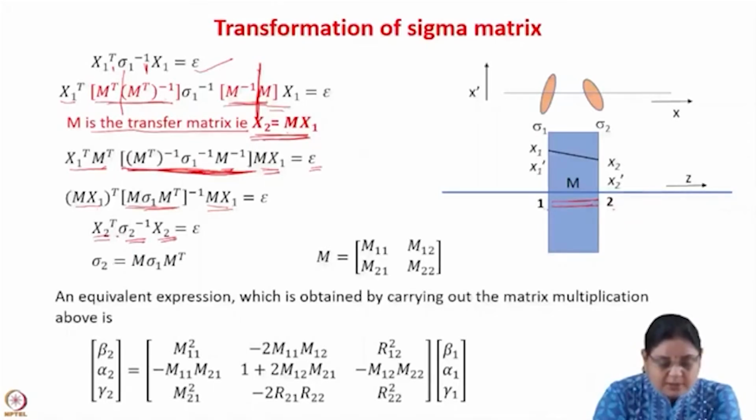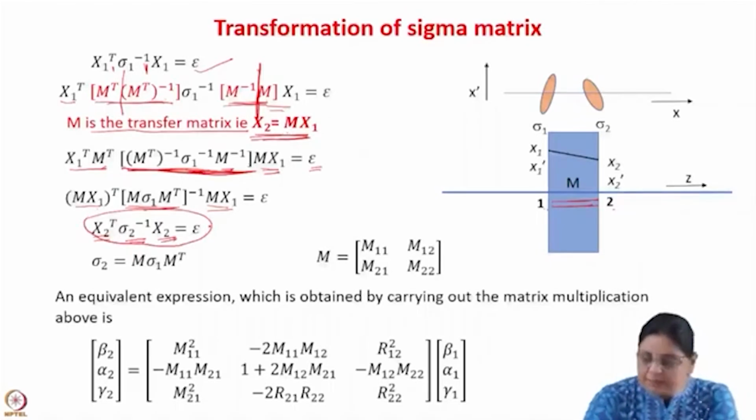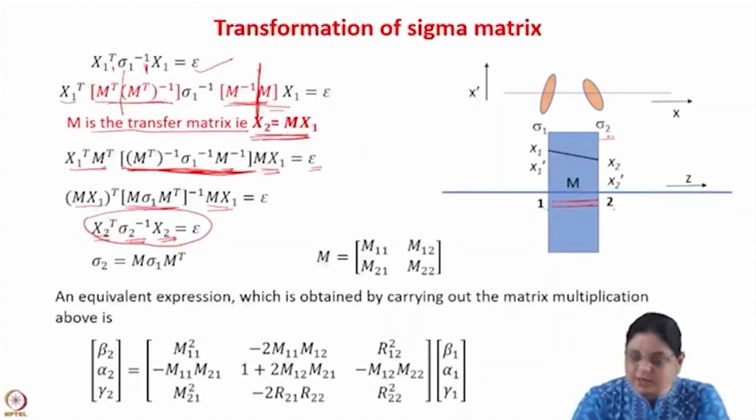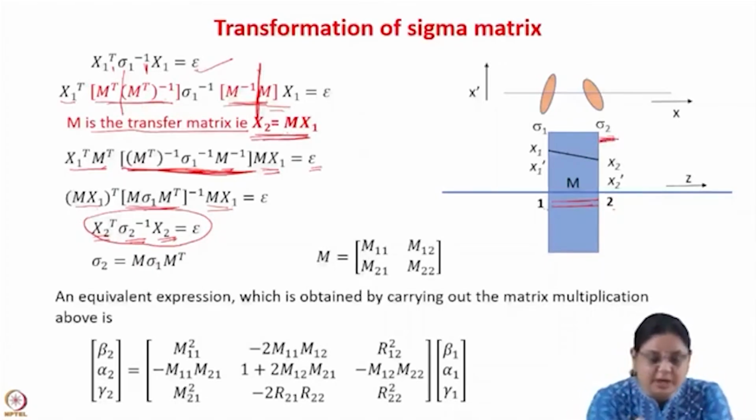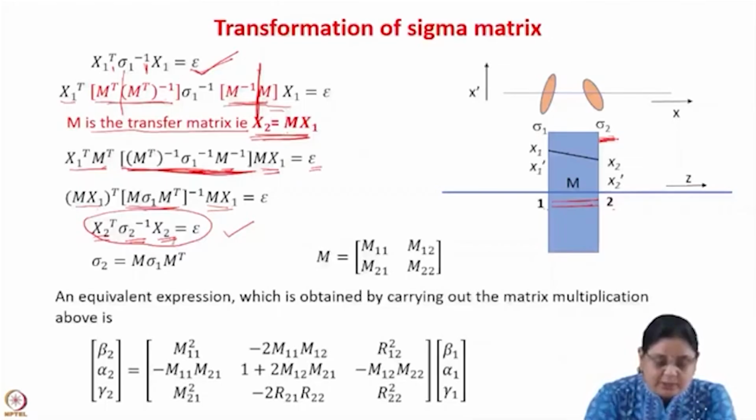So now from this we get this expression, which is simply the equation of the ellipse at location 2. So we started with the equation of the ellipse at location 1, and we have arrived at the equation of the ellipse at location 2. And comparing the two equations, we can see that sigma 2, which is the sigma matrix at location 2, is equal to M sigma 1 M transpose.